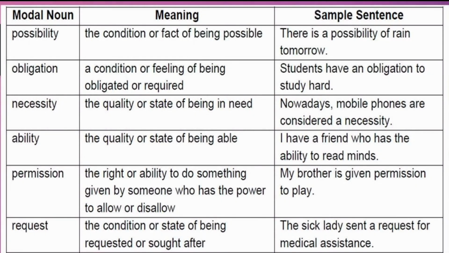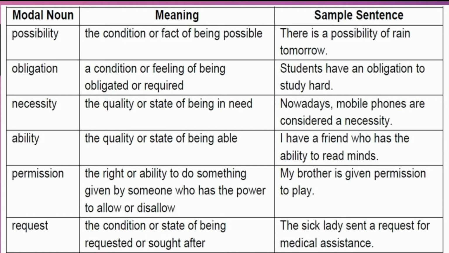And we have here the table that shows more examples of modal nouns, their meanings, and sample sentences. So let's read it. For the first modal noun, we have possibility. Its meaning is the condition or fact of being possible. So we have here a sample sentence. There is a possibility of rain tomorrow.